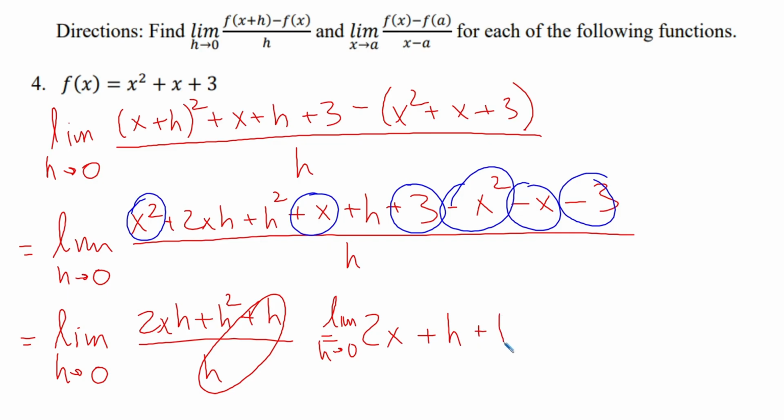And be careful, I see a lot of students that say, oh, h over h, that cancels out, and they forget to put the plus 1 at the end. So make sure you put the plus 1. And now as h goes to 0, 2x is 2x, h is 0, so that goes away, and we end up with 2x plus 1.